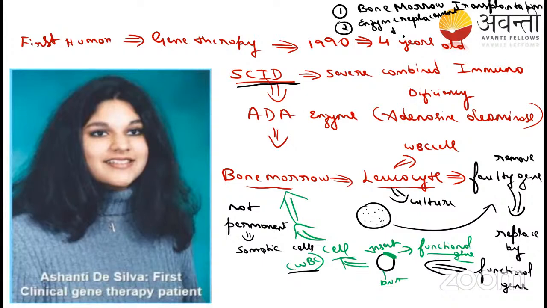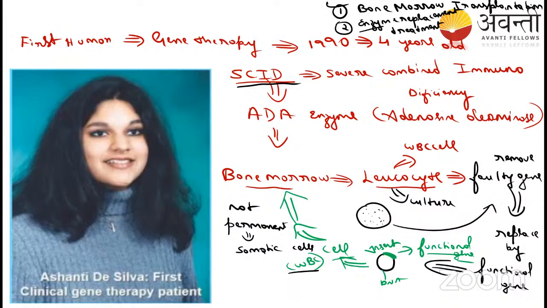Replacement treatment. Enzyme replacement treatment. What are they going to inject? The first one is bone marrow transplantation, and the second one is enzyme replacement treatment. Particularly, they will inject the enzyme into the bone marrow, and after that, sometimes the enzyme is going to be removed.